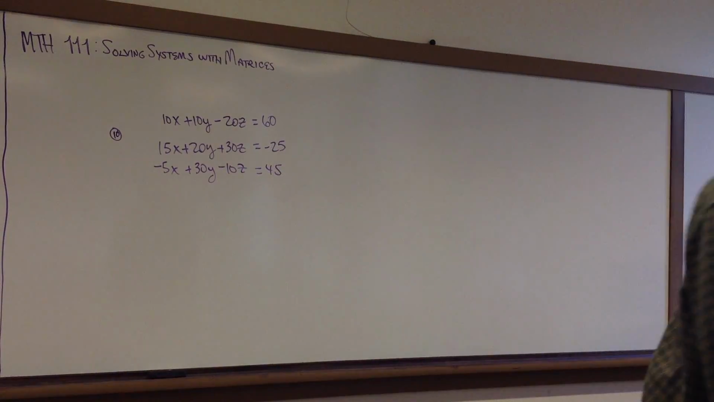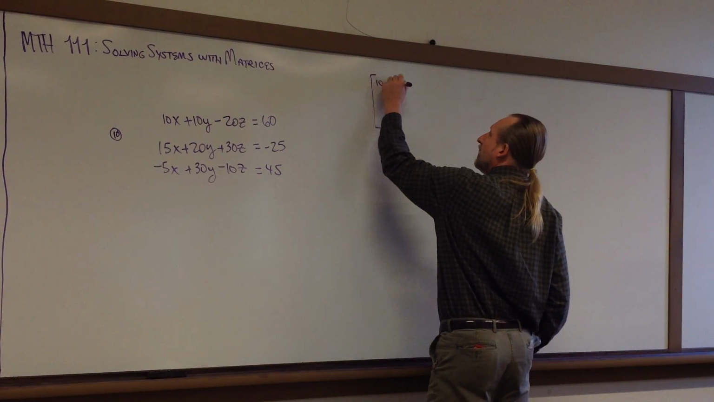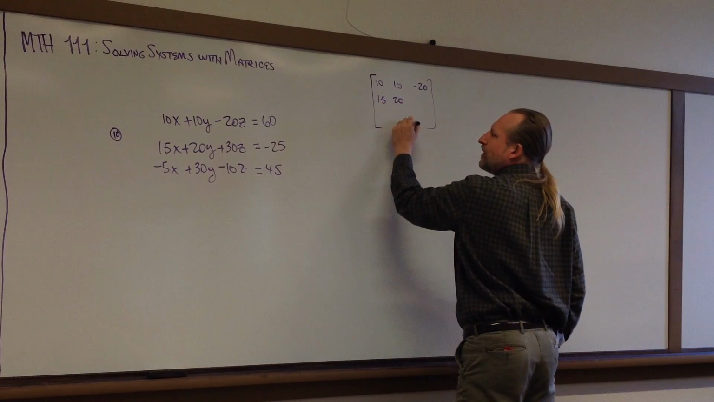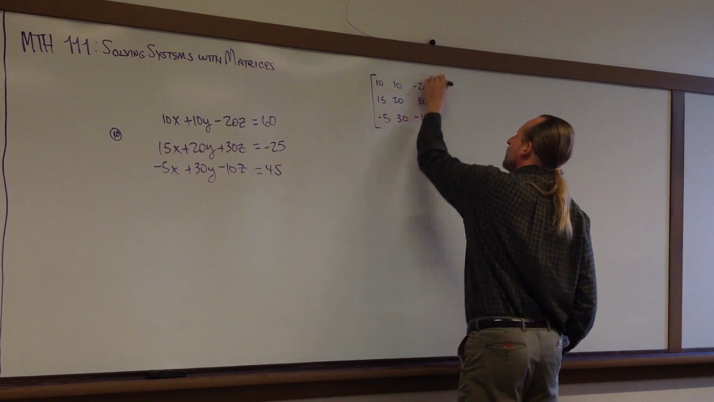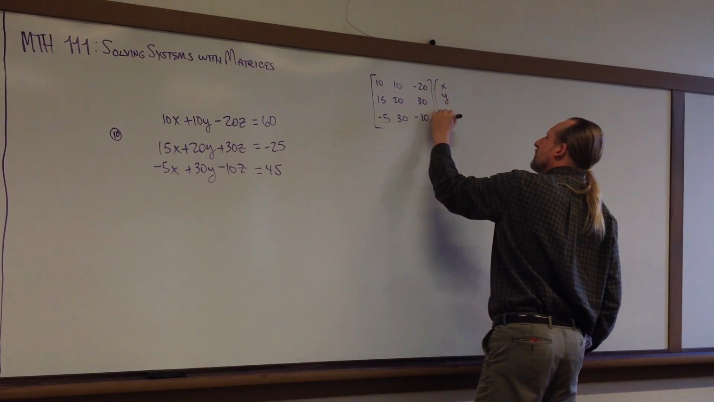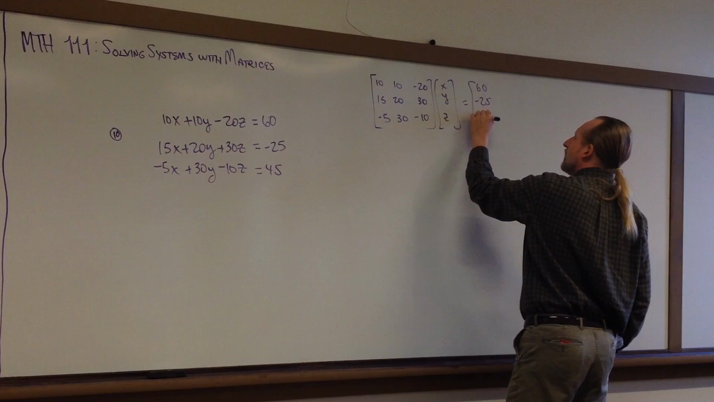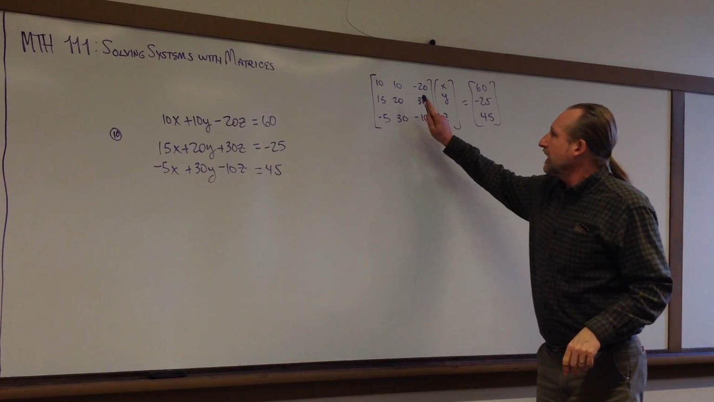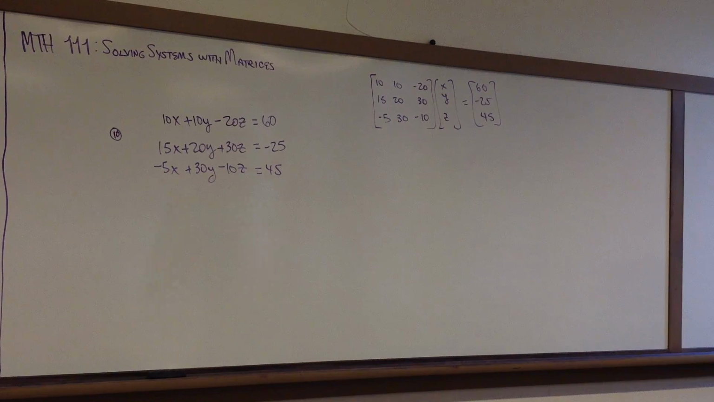So, first thing we want to do is represent this in terms of matrices. So our matrix A will be 10, 10, and negative 20, 15, 20, and 30, and then negative 5, 30, and negative 10. Then we've got our variable matrix and the answer matrix, 60, negative 25, and 45. All right, so there's the setup. So we want to enter this as matrix A, this is matrix B, and then we're going to calculate A inverse times B. So let's see how this goes.